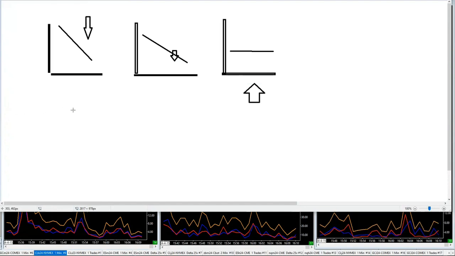Now, why is that the case? Well, it's very, very simple. It's all to do with delta hedging. Nothing to do with the deltas that you see on the screens, this volume delta. It's got nothing to do with that delta. Unfortunately, the wording is the same, but it's got nothing to do with the delta you see on your screens.